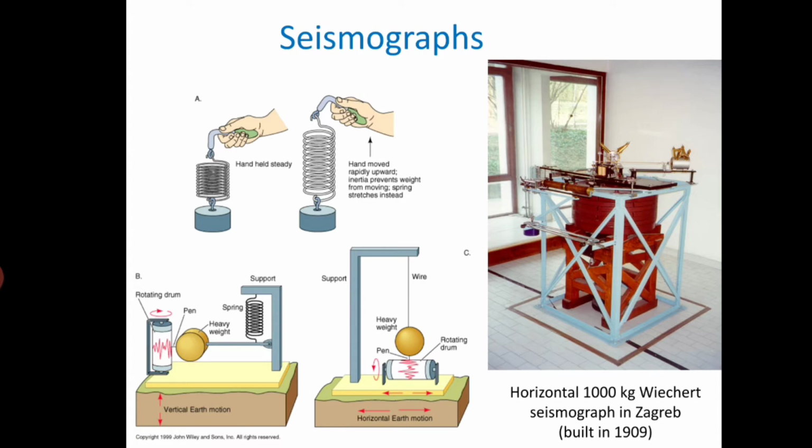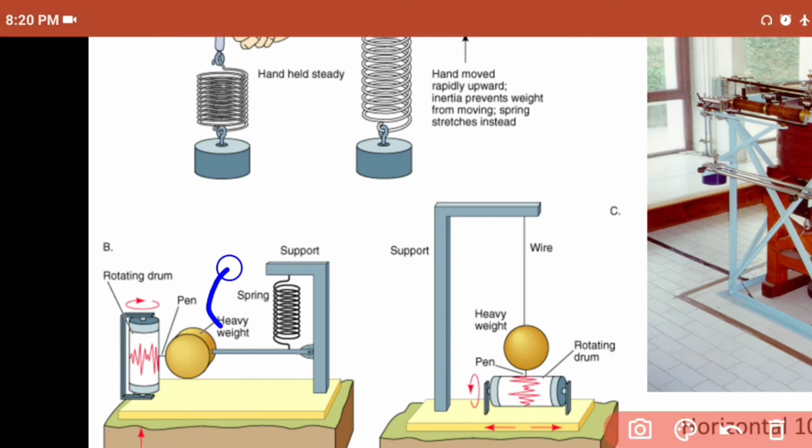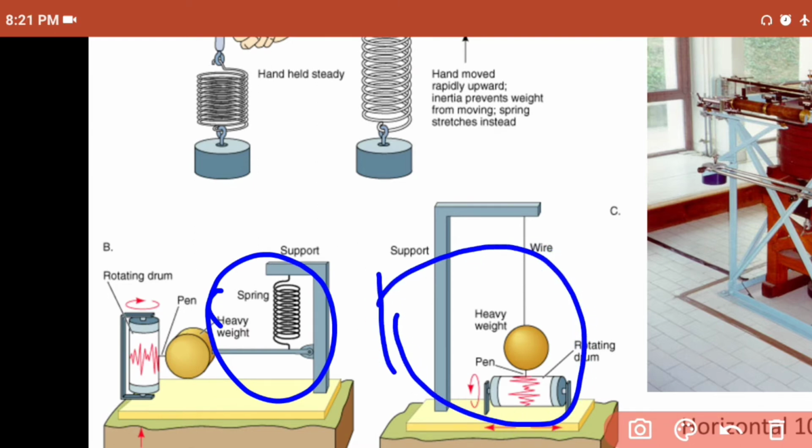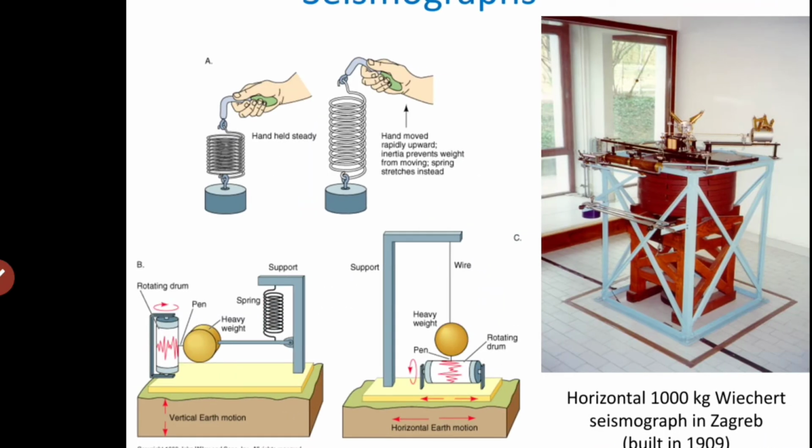You can see both arrangements. For the first figure, this one measures vertical amplitude, and the second one measures horizontal amplitude. Both arrangements are done with the help of this spring or the digitalization of this technology.